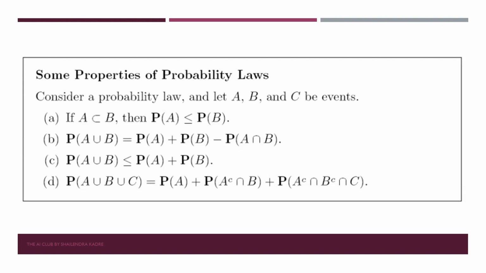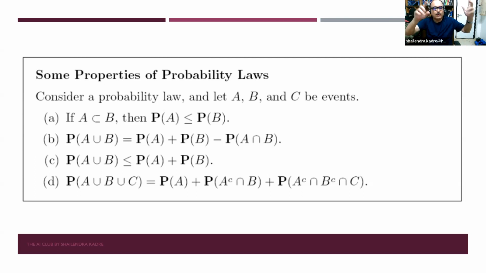If A is a subset of B, then P(A) will be less than or equal to P(B). Subset means if B is having elements 1, 2, 3, then A can have 1, or 1, 2, or 1, 2, 3, right? So if A is a subset of B, then P(A) is less than or equal to P(B). It makes sense. Then intersection, and we know all these rules here.